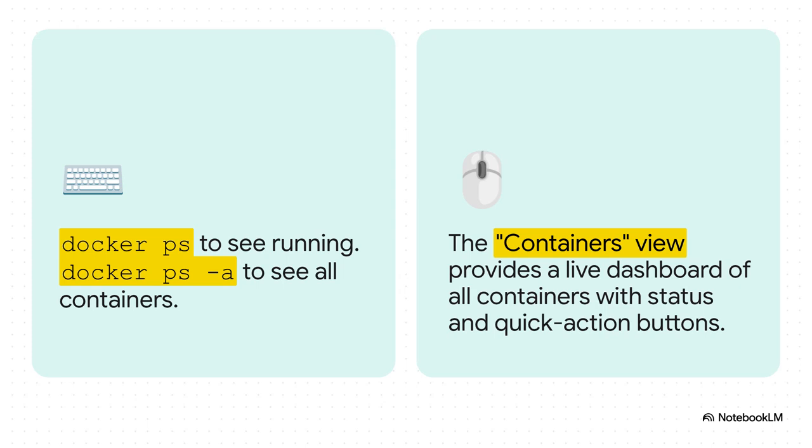So, to see what's currently active, docker ps is your go-to command in the terminal. It gives you a super quick and clean list of everything that's running. On the other hand, the containers view in Docker Desktop is like a full-blown mission control dashboard with live status updates and little buttons to stop, start, or delete things.